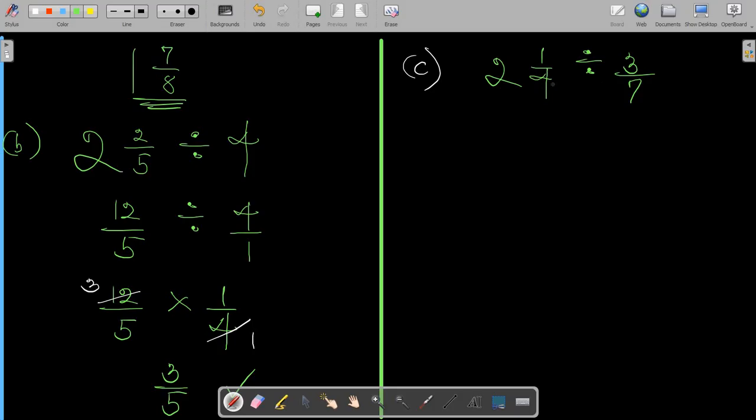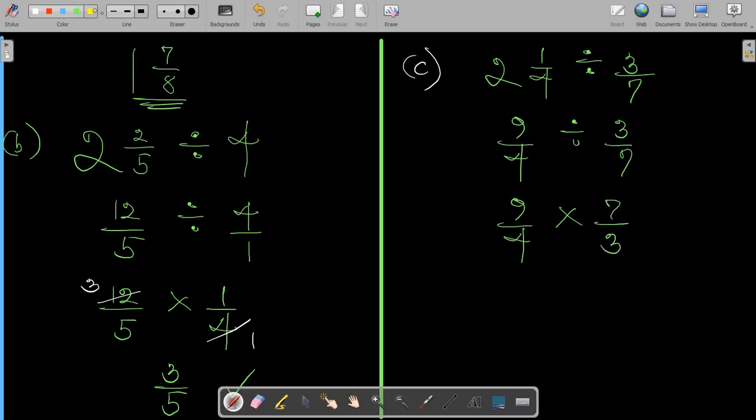So first of all, let's convert this to an improper fraction. So 4 times 2, we have 8. 8 plus 1, we have 9 over 4. So this is divided by 3 over 7. So change this division to multiplication and flip. So what do we have? 9 all over 4. Change it to multiplication. We have times, then flip this, 7 all over 3.